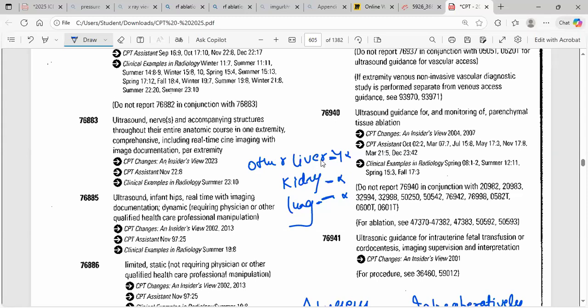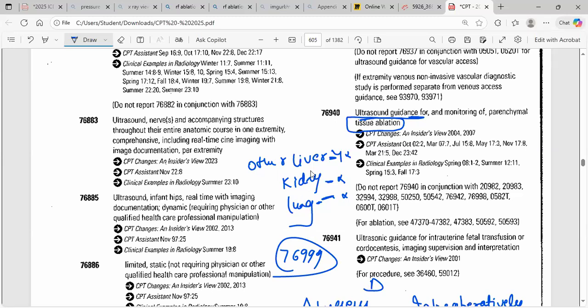In this case, we have to use 76940, which will represent ultrasound guidance for the tissue ablation, that with the help of energy, that lesion, that tissue has been ablated. And to represent the location, which is not mentioned here because it is just mentioned other than liver, kidney, or lung, where the location is, it is not mentioned here. So to represent the location which is not mentioned, we are going to use unlisted code 76999. So the correct answer should be D instead of the A, B, and C.